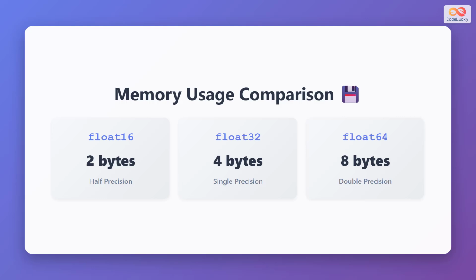Let's compare how much memory each type uses. Float16 uses only 2 bytes per number and is called half precision. Float32 uses 4 bytes per number and is known as single precision. Float64 uses 8 bytes per number and is called double precision. This means a float64 array takes 4 times more memory than a float16 array of the same size. Choosing the right type can significantly impact your program's memory footprint, especially when working with large datasets.